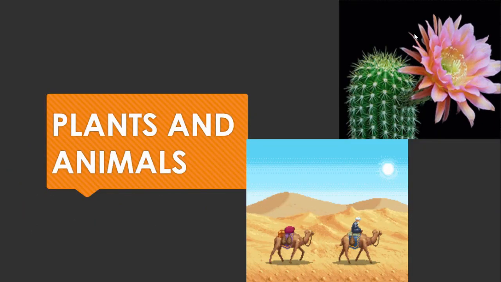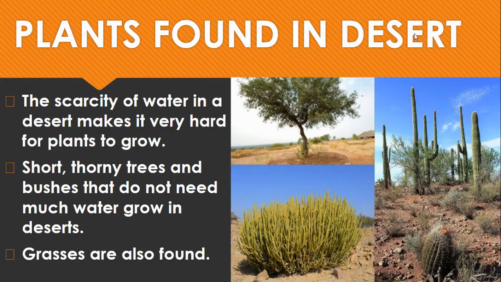Now let's learn about plants and animals which are found in the desert. You know, the scarcity of water in a desert makes it very hard for plants to grow. Short, thorny trees and bushes that do not need much water grow in deserts. Grasses are also found here.